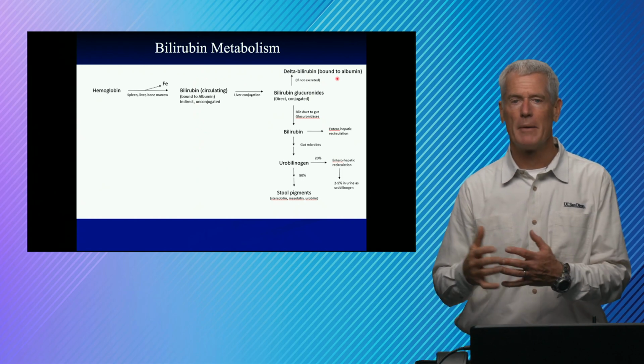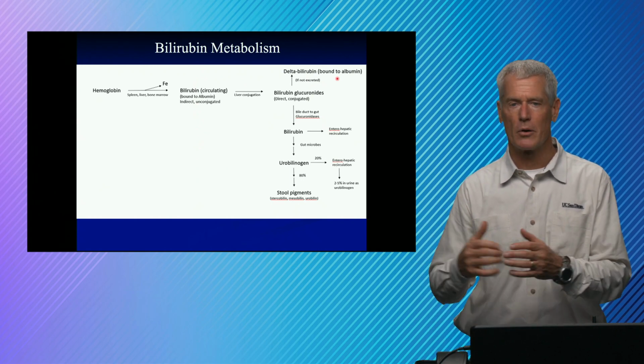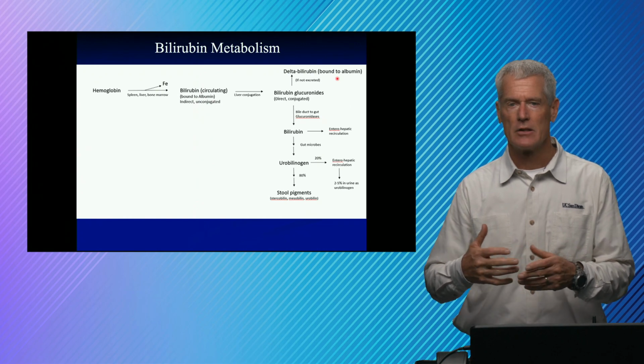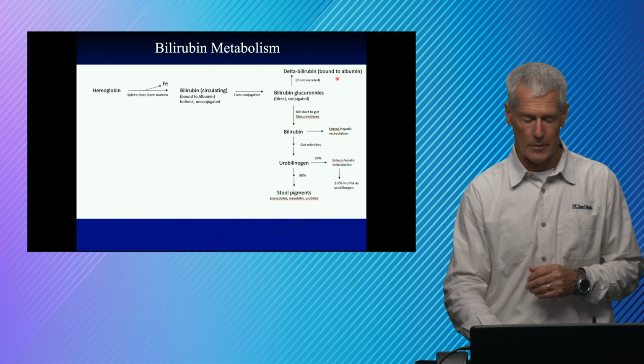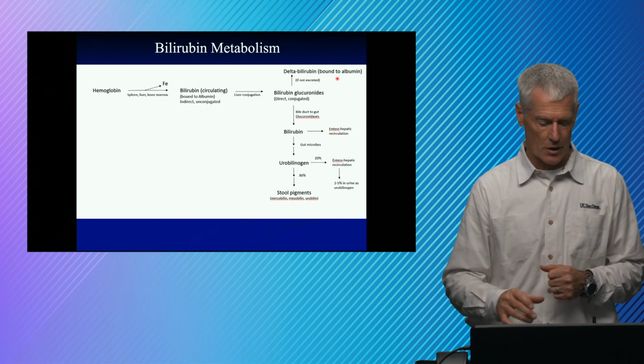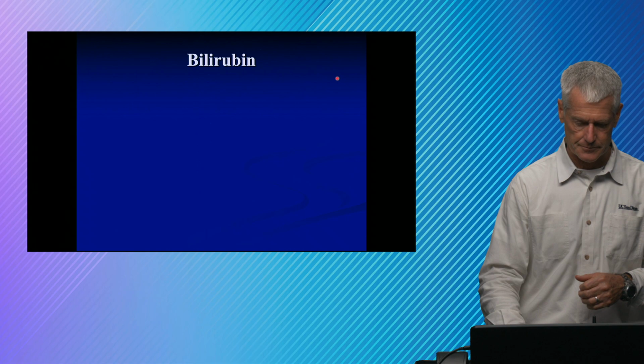When things like bilirubin bind to albumin, this big protein, it has a long half-life, so they stick around a lot longer than you would normally expect. So that's our bilirubin metabolism.